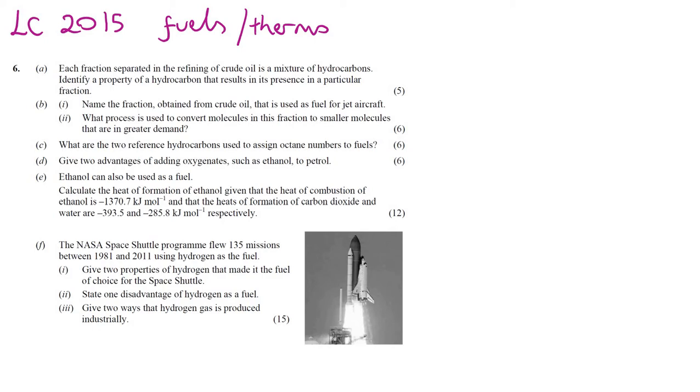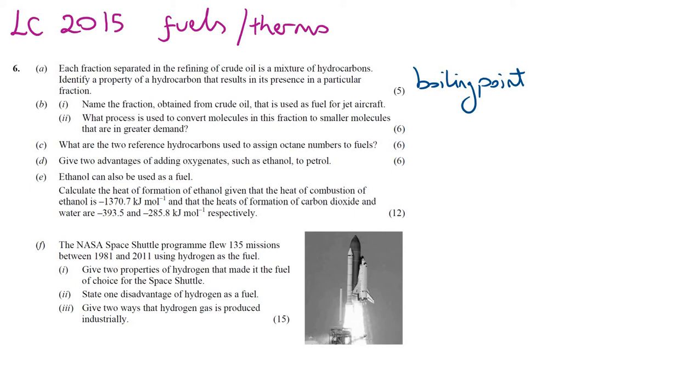So if you heat something up and you put it into a very tall column, as the column gets further and further away from the furnace where you've heated it up, the temperature gets cooler. And as the molecules themselves are shorter, they can remain a gas at a lower temperature because their boiling point is lower. So therefore, we can separate out the molecules based on their boiling point. So it says identify a property of a hydrocarbon that results in its presence in a particular fraction. That is going to be the boiling point of the molecule. You could say size of molecule, etc., but effectively it's just the boiling point.